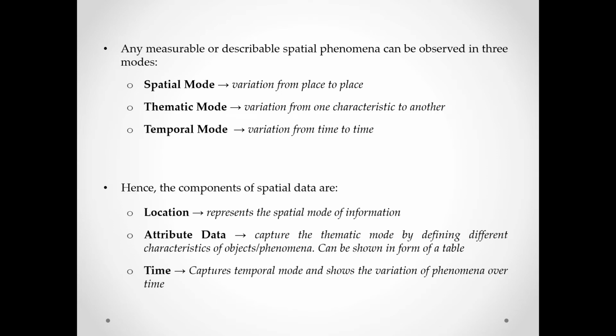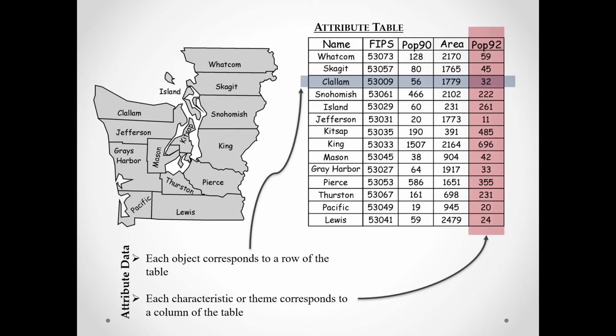Hence, the components of spatial data are: location, which represents the spatial mode of information; attribute data, which captures the thematic mode by defining different characteristics of objects and phenomena, and can be shown in the form of a table; and time, which captures the temporal mode and shows the variation of phenomena over time.